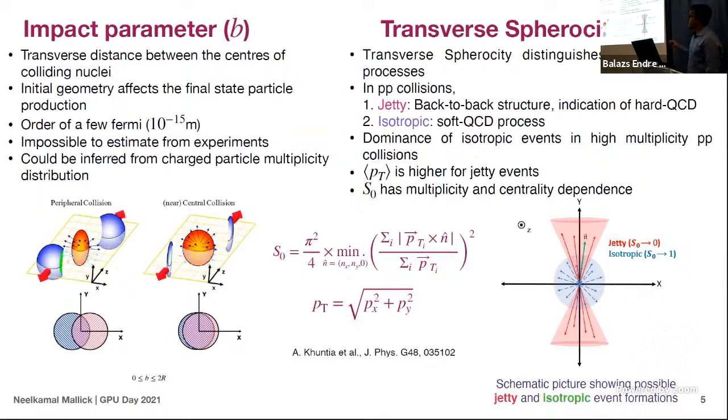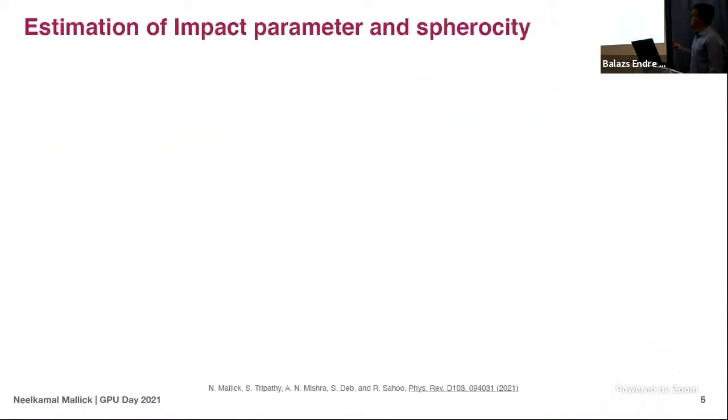I'm not going into the formula directly. We also think about the estimation of impact parameter from some final state observables, where we can actually get a number for the impact parameter. So this motivates us to go further.